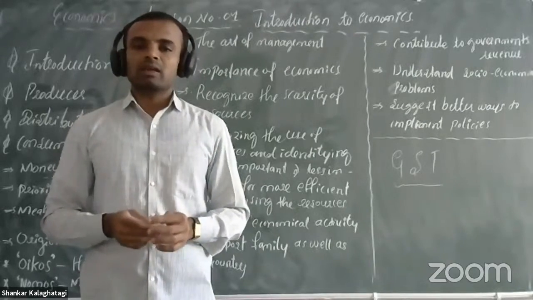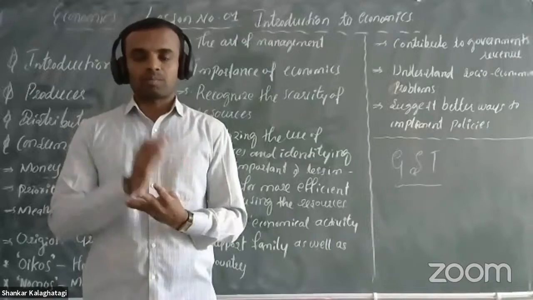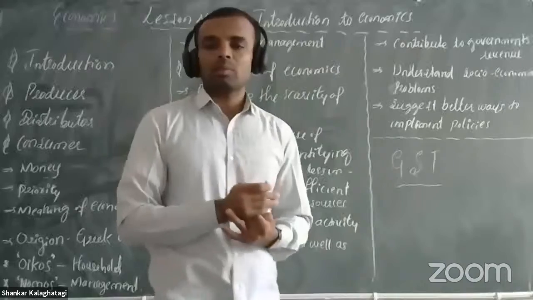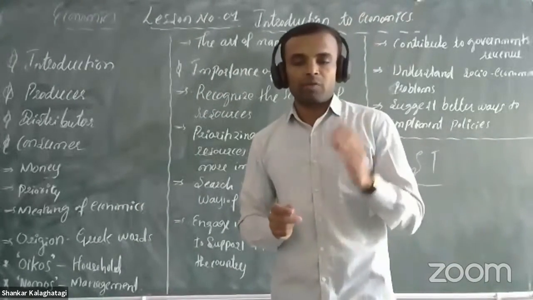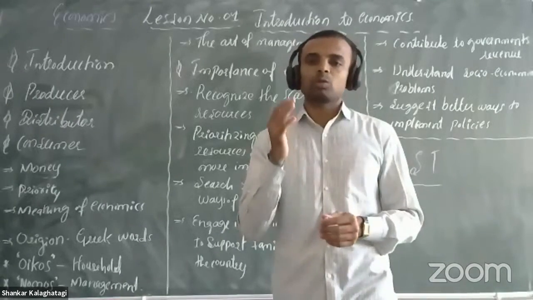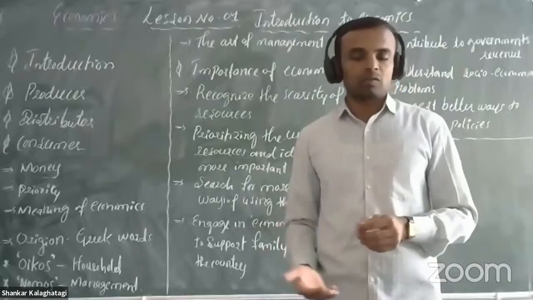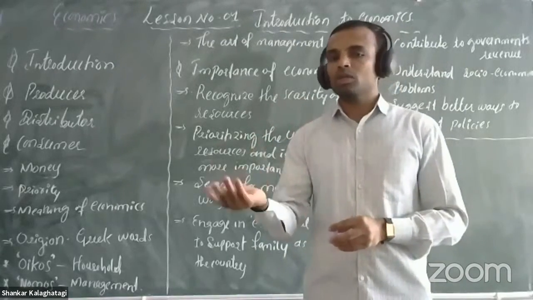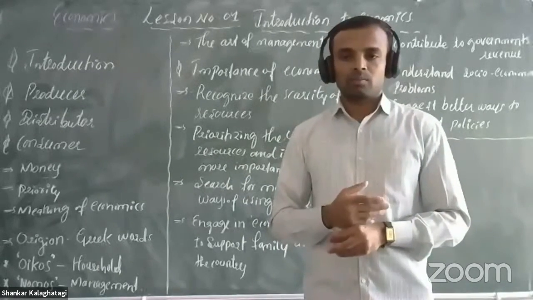Now let us understand the meaning of all these three: manufacturer, distributor, and consumer. In the beginning, let us understand the producer or manufacturer. The people who engage in the production activity of producing goods and services are called producers. Then what about the distributor? Can you define the distributor?